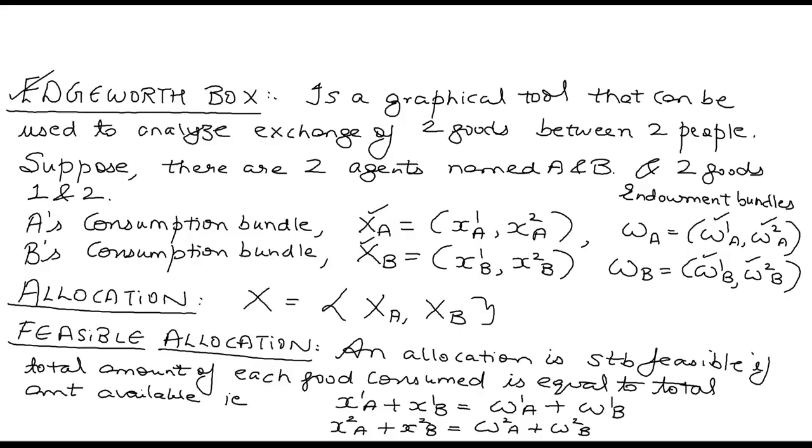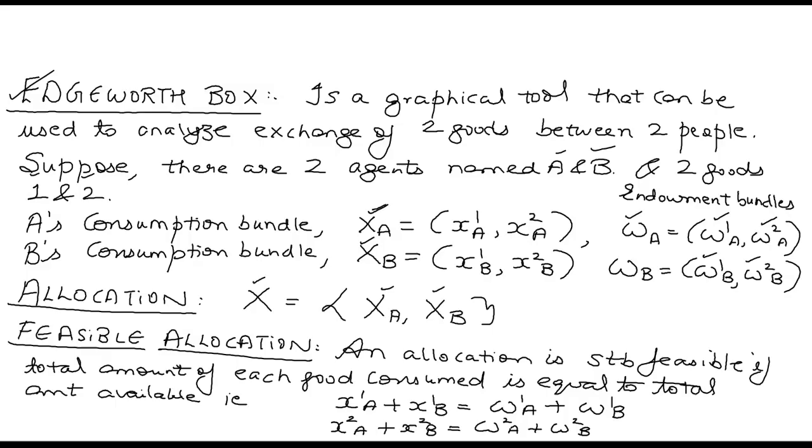You can see on your screen that there are two agents A and B, two goods 1 and 2. A's consumption bundle is XA, which is X1A, X2A. B's consumption bundle is capital XB, which is X1B, X2B. Their endowment bundles are as follows. Omega A is omega 1A, omega 2A, and omega B is omega 1B, omega 2B. And allocation is nothing but the set of consumption vectors XA, XB.